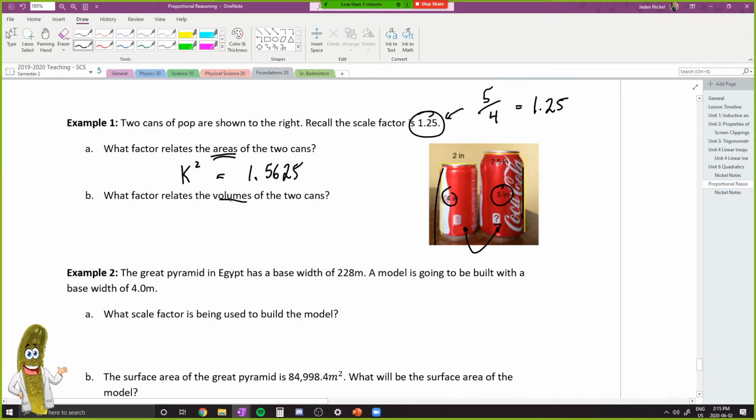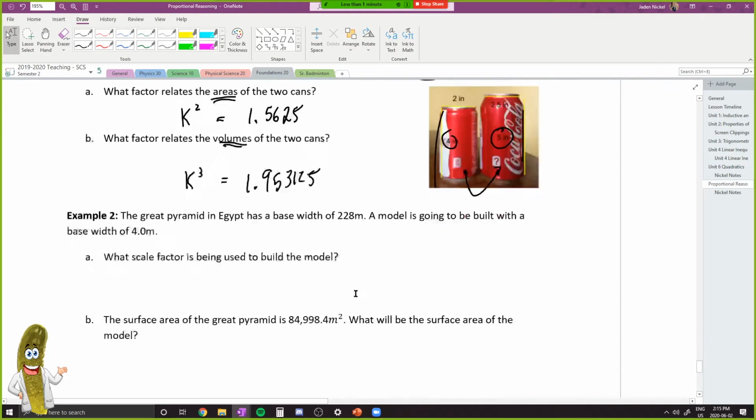Next question says, what factor would relate the volumes? Well, volume always deals with units in cubed, and so our scale factor also needs to be cubed. And so 1.25 to the power of 3 is 1.953125. So those are our scale factors for comparing.